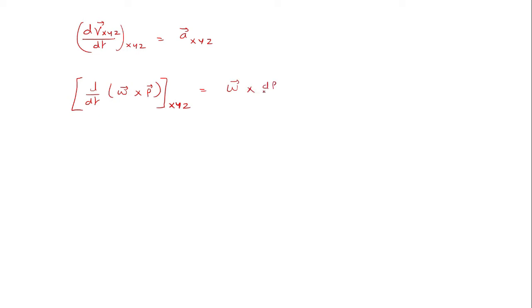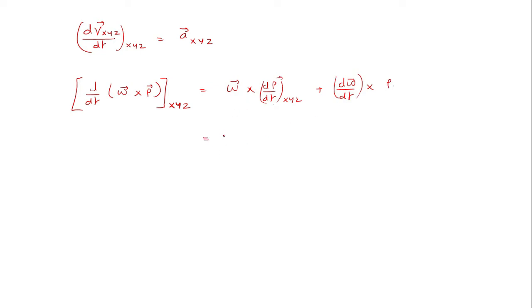Now dV capital XYZ with respect to dt relative to the primary frame is equal to the acceleration of the point P with respect to the primary frame capital XYZ, and d by dt of omega cross rho vector with respect to the primary frame XYZ is equal to, differentiating by parts, omega vector cross d rho by dt with respect to capital XYZ plus d omega by dt cross rho.